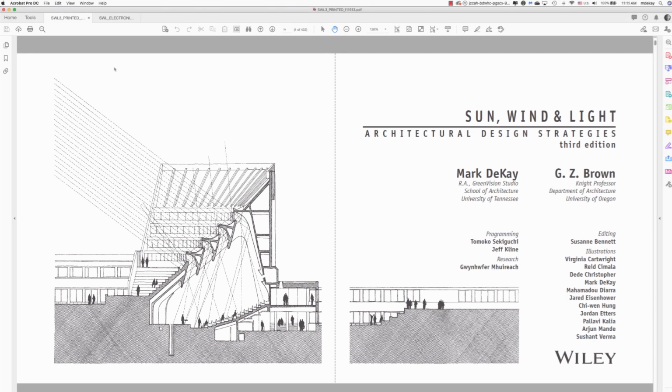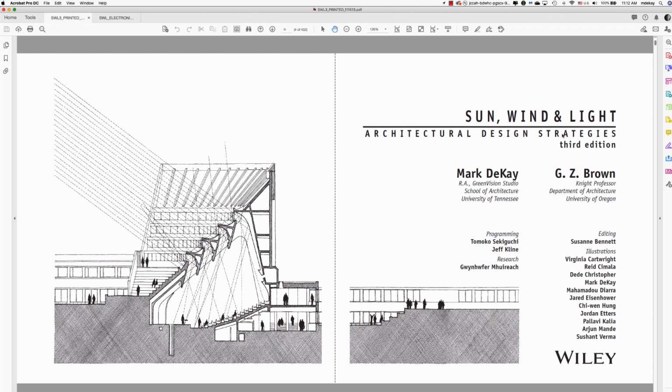Welcome. This is a little video we're going to do here about how to get around in Sun, Wind, and Light, how to navigate, where to find things that you're looking for. The first thing to know is that there's two volumes. There's a printed volume, which is a square format. What you see here on the screen right now is 2 pages, a full spread out of that printed volume. There's also an electronic volume. The electronic volume, you can recognize it's in landscape format.